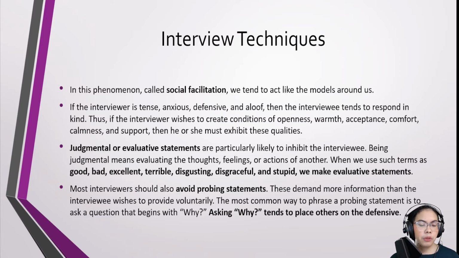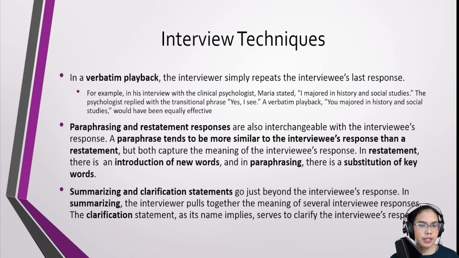But when we try to probe, we also need to look into what the patient is feeling, if he or she is comfortable or uncomfortable in answering our questions before we proceed. So, of course, here are some techniques that you need to remember in conducting an intake interview. The first one is verbatim playback.